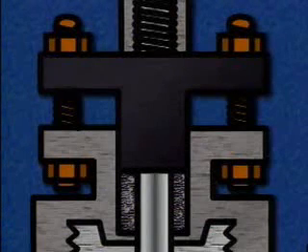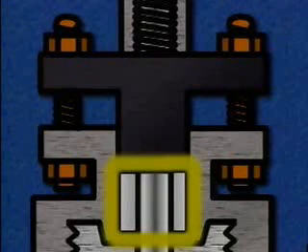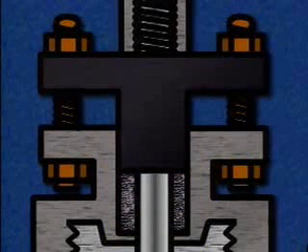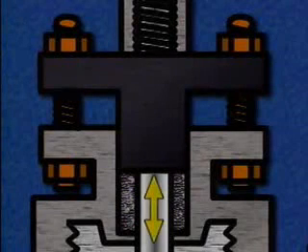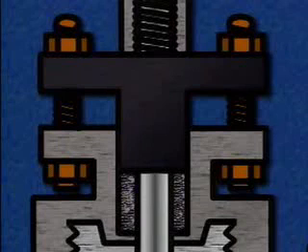At the point where the stem goes through the bonnet, there's a recessed area called the stuffing box. The stuffing box holds the packing. The purpose of the packing is to prevent fluid leaks from the interior of the valve while allowing the stem to move freely through the bonnet. The packing is made of a material that can be compressed to form a tight seal around the stem.